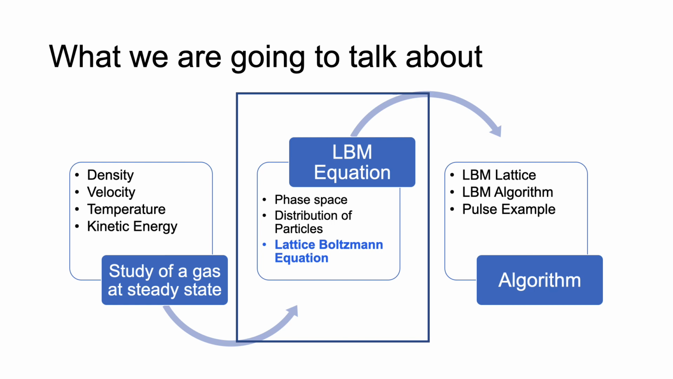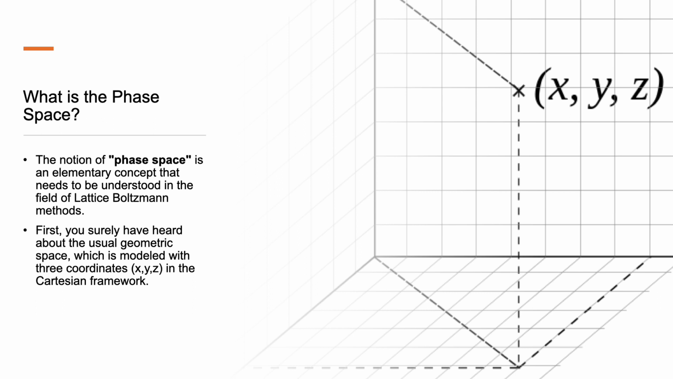Now we talked about the first point, the study of the gas at steady state. Let's talk now about the LBM equations. To talk about LBM, we need to introduce the notion of phase space. You know the classic coordinate system with Cartesian x, y, and z. Well, the phase space is a space in which you have to add more than those three coordinates, and it is necessary for the Lattice Boltzmann method.